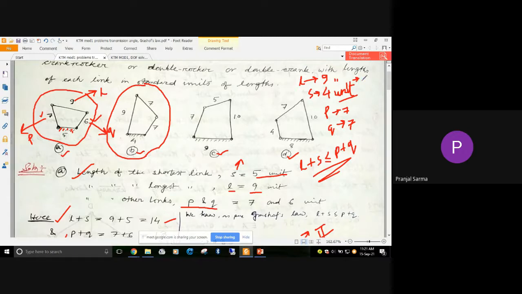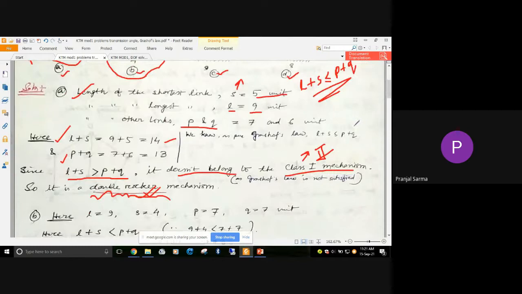L plus S is 9 plus 4, which is 13. And P plus Q is 7 plus 7, which is 14. So is it satisfying the Grashof equation? That is, is L plus S less than or equal to P plus Q, or is it not satisfying this? What is happening?